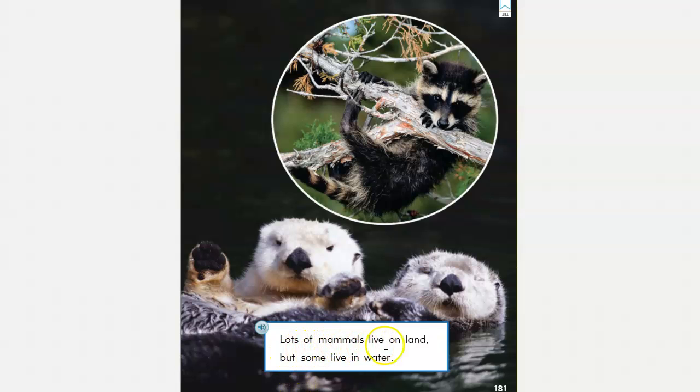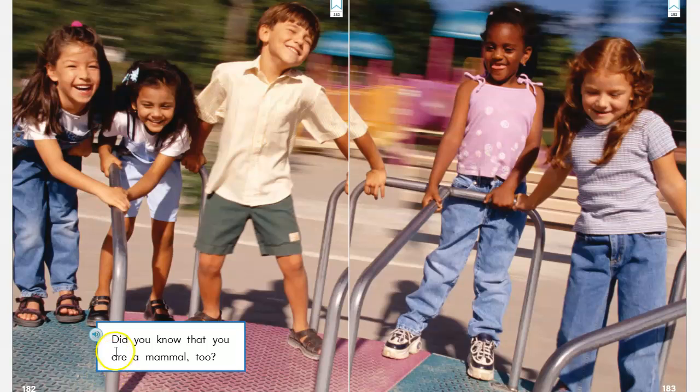Lots of mammals live on land, but some live in water. So we see a raccoon and some otters. They are also mammals. Did you know that you are a mammal too? So just like the lions and raccoons and sea otters, people are mammals too.